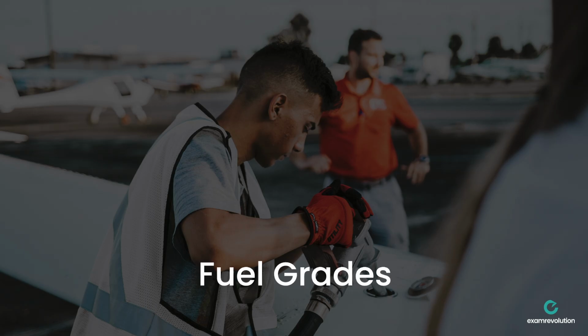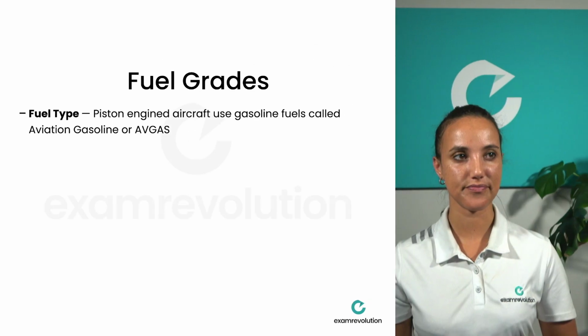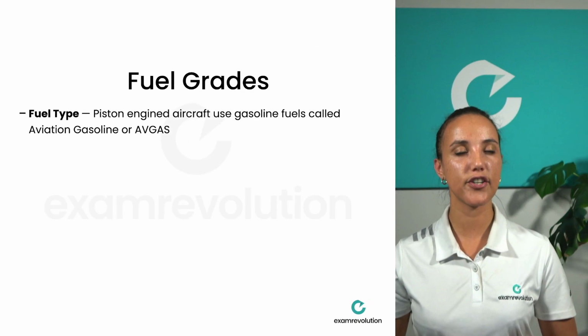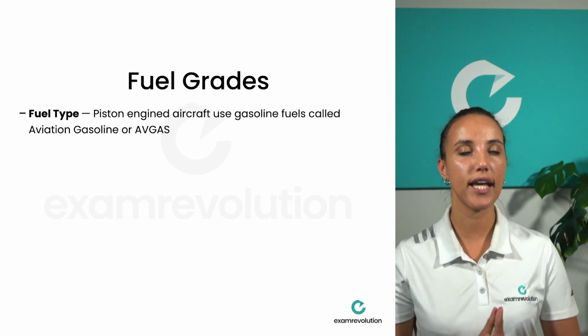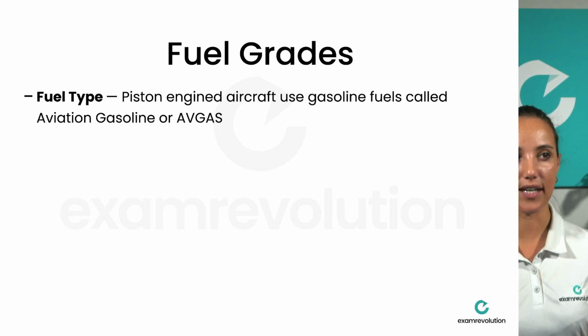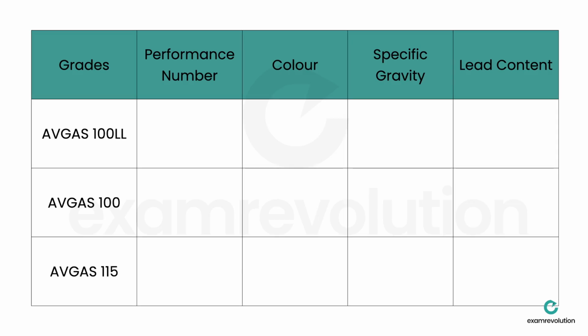Let's now have a look at your various fuel grades. Piston engine aircraft use gasoline fuels called aviation gasoline or avgas. Looking at this table, on the left-hand side you have all the grades that are used normally for light aircraft.